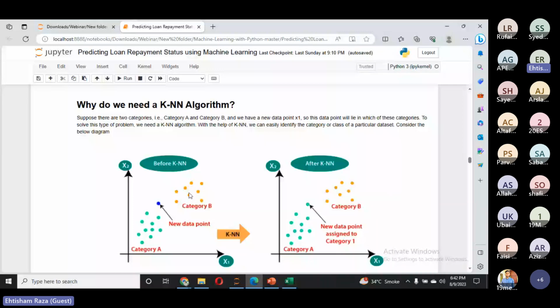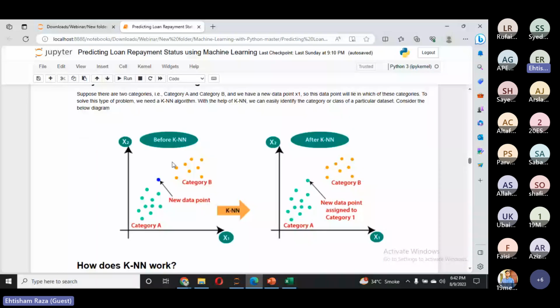Consider the following diagram. Before KNN, we have category A and category B, and a new data point comes. After applying KNN, the new data point is assigned to category A, because if we look, it is nearer to this class. Based on the similarities and the distances, it says you can assign this class to the new data point.